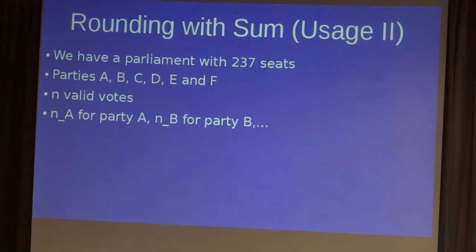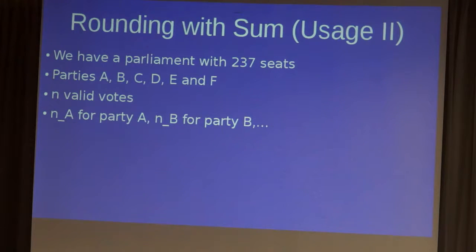So, yeah, that's one thing. And the other thing is we have like parliaments and we have elections. Maybe 237 seats in the parliament, so they have the possibility to, whatever the constellation, get a majority for the president or whatever they need. And then you have different parties, and you have N people who have put in a valid vote. The ones that are invalid you just take out of the story. And now you have NA votes for party A and NB for party B and whatever. And now you want to distribute the seats in some way that makes sense, yeah?